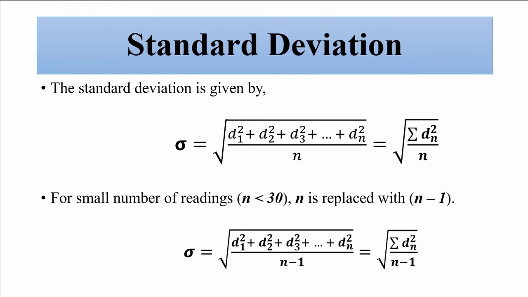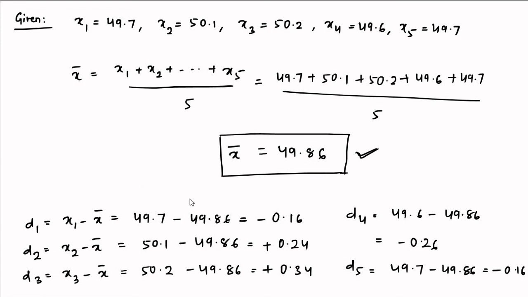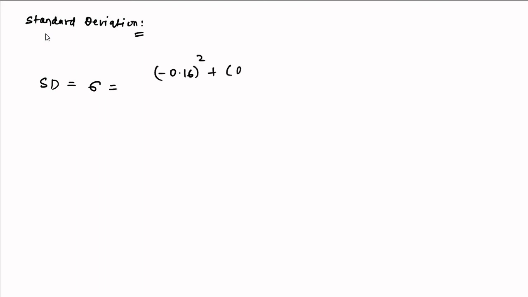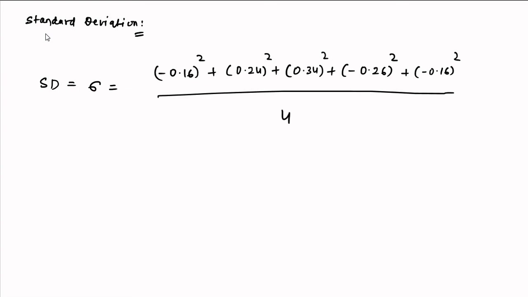So for this given data, the standard deviation will be given by minus 0.16 whole square plus 0.24 whole square plus 0.34 whole square plus minus 0.26 whole square plus minus 0.16 whole square, divided by n minus 1, which is 5 minus 1, 4, and then the square root.